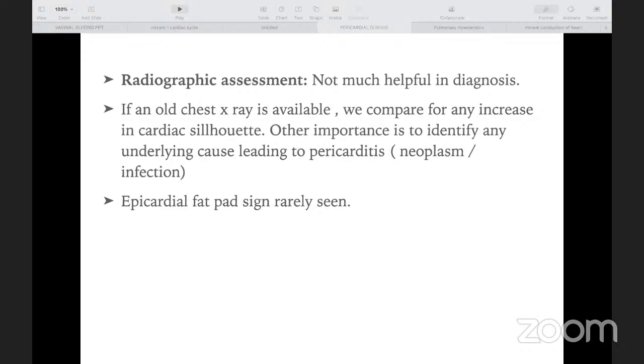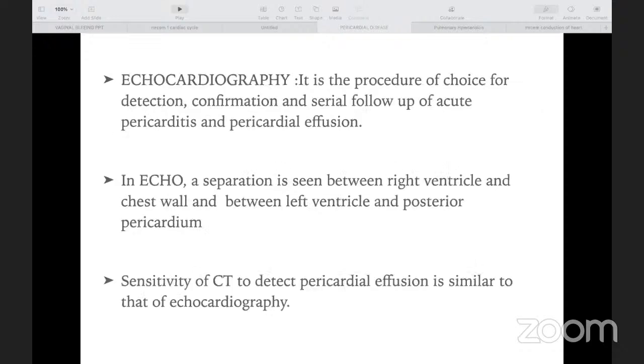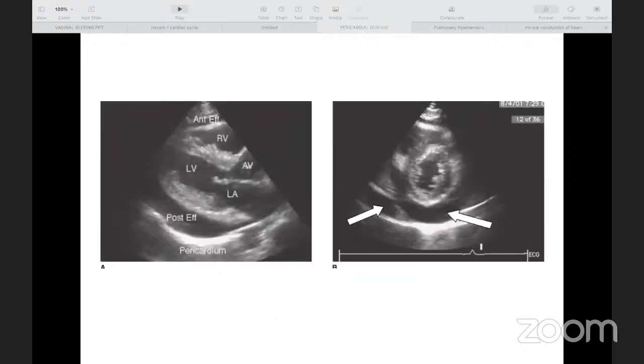Echocardiography is the procedure of choice for detection, confirmation, and serial follow-up of acute pericarditis and pericardial effusion. A separation is seen between the right ventricle and chest wall and between the left ventricle and posterior pericardium. The sensitivity of CT to detect pericardial effusion is similar to that of echocardiography. Now, in this figure, we can see the fluid between the left ventricle and the posterior pericardium. There's a posterior effusion, and there's an anterior effusion in the first picture. And as you can see, effusion is also seen in the second view.